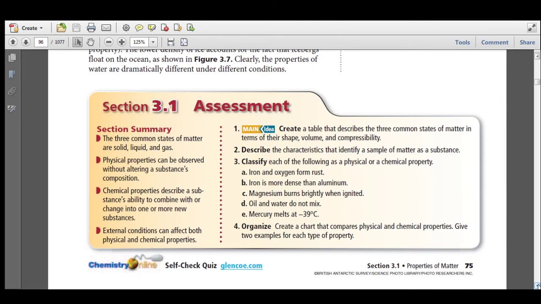Section summary. The three common states of matter are solid, liquid, and gas. Physical properties can be observed without altering a substance's composition. Chemical properties describe a substance's ability to combine with or change into one or more new substances. External conditions can affect both physical and chemical properties.